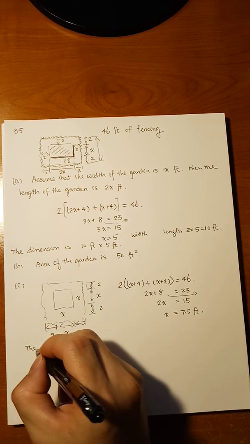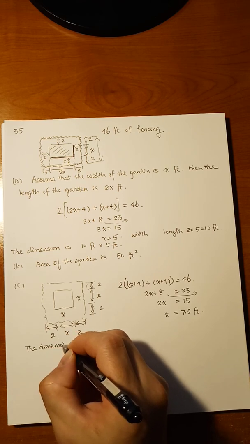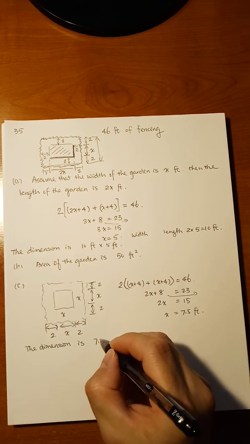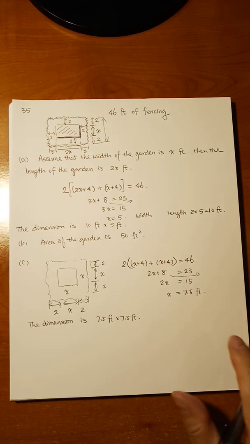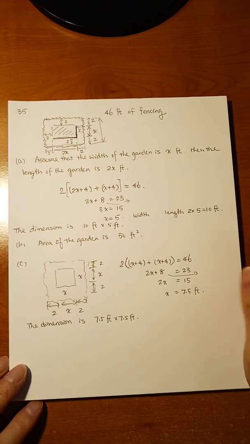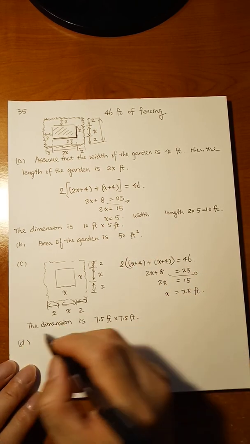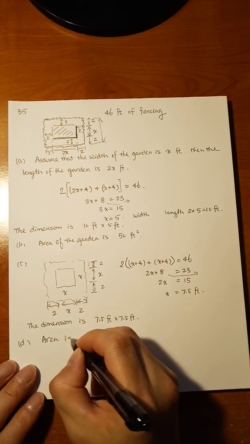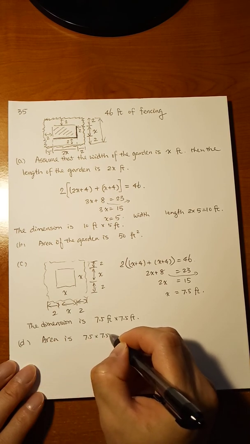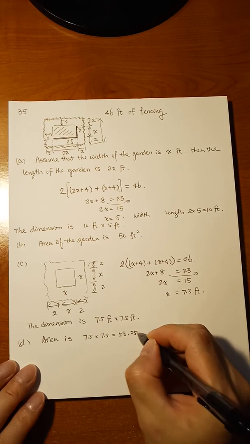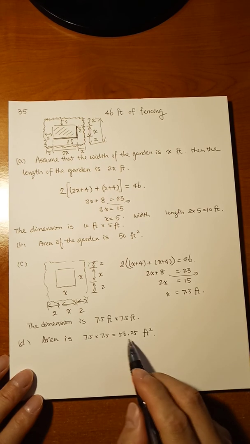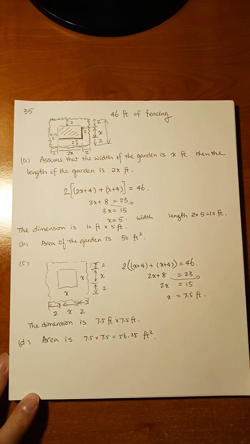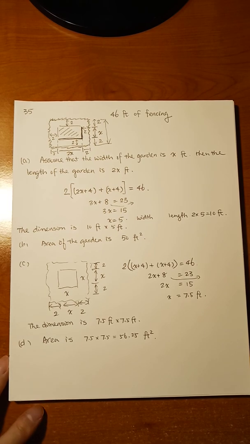So the dimension is 7.5 feet by 7.5 feet. It's a square garden. And with this condition, the area is 7.5 times 7.5 is 56.25 square feet. Okay, 56.25 square feet. So that is the area for this square garden.